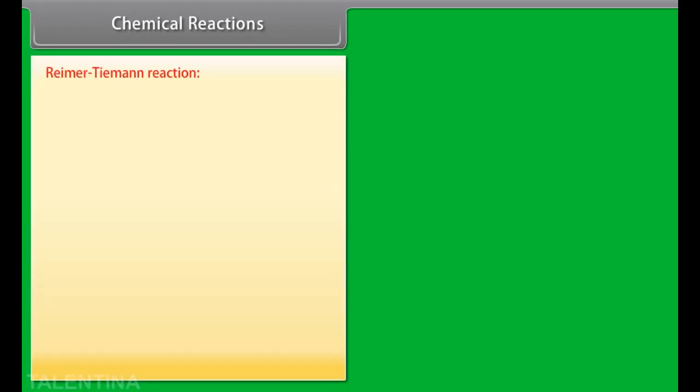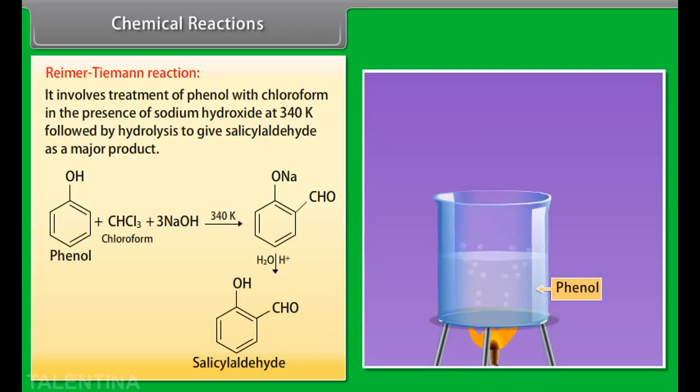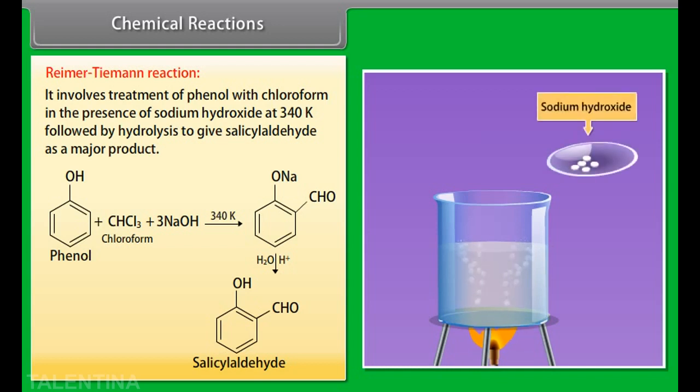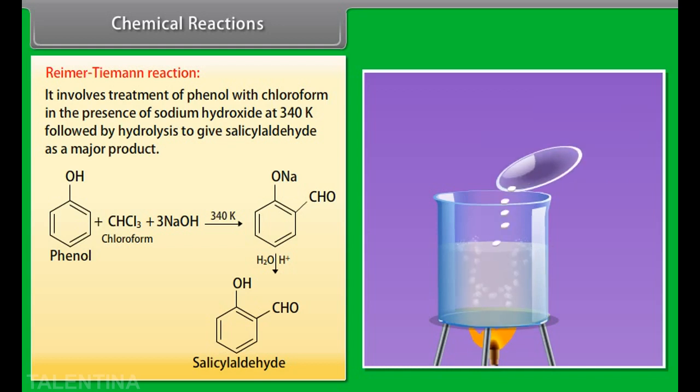Reimer-Tiemann reaction. It involves treatment of phenol with chloroform in the presence of sodium hydroxide at 340 Kelvin followed by hydrolysis to give salicylaldehyde as a major product.